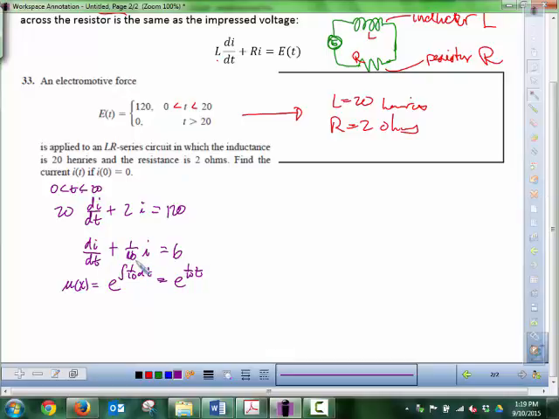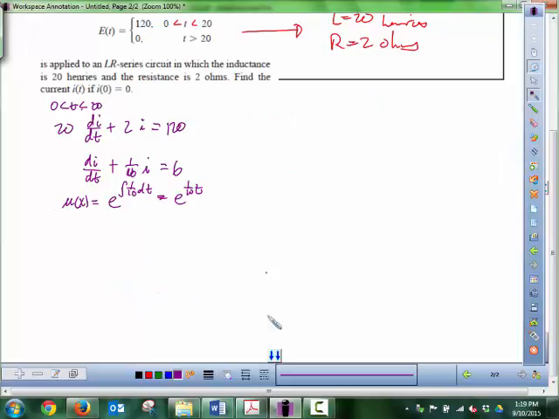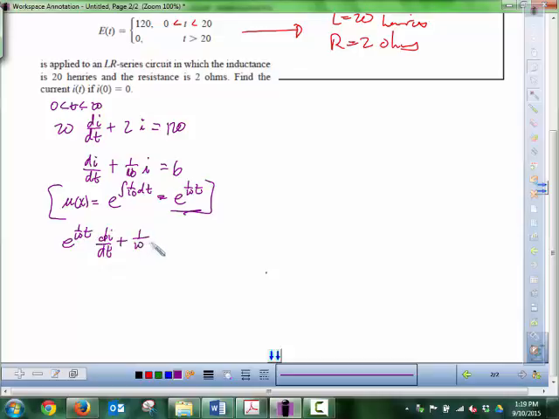So imagine multiplying your integrating factor through. I don't want to do this, but given the quiz, I think I have to. We're going to take this and multiply it through. So this is e to the 1/10 t di dt plus 1/10 e to the 1/10 t times I is equal to 6 times e to the 1/10 t.